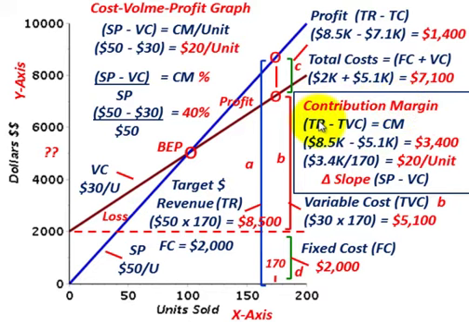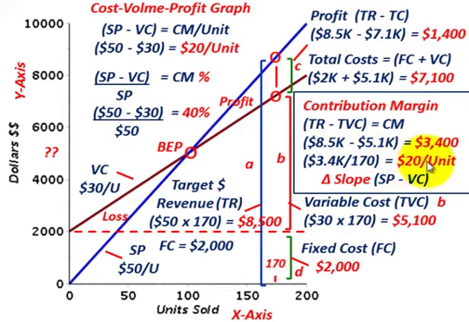By definition it is the total revenues, which I'm showing in blue here, minus your total variable cost. So our total revenues were $8,500. Our total variable cost is $5,100. So the difference between the $8,500 in total revenues and the $5,100 in total variable cost is the contribution margin that we're going to be looking at.